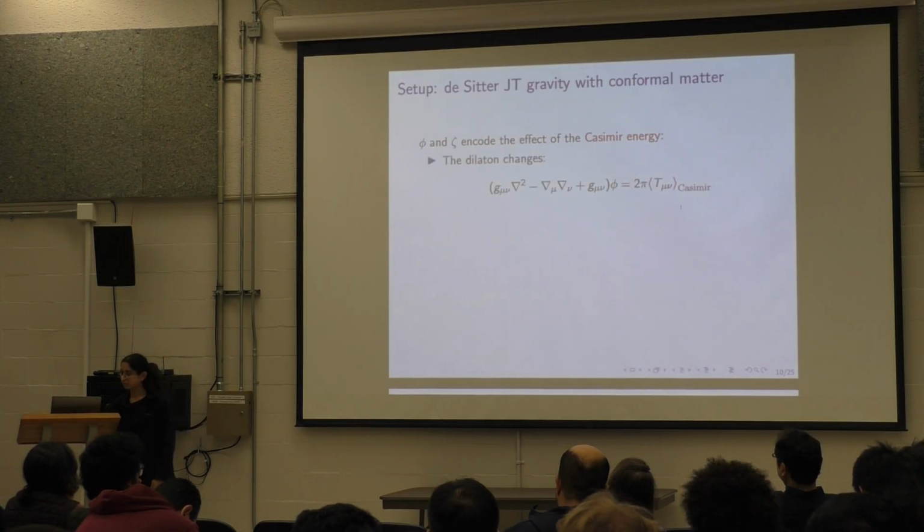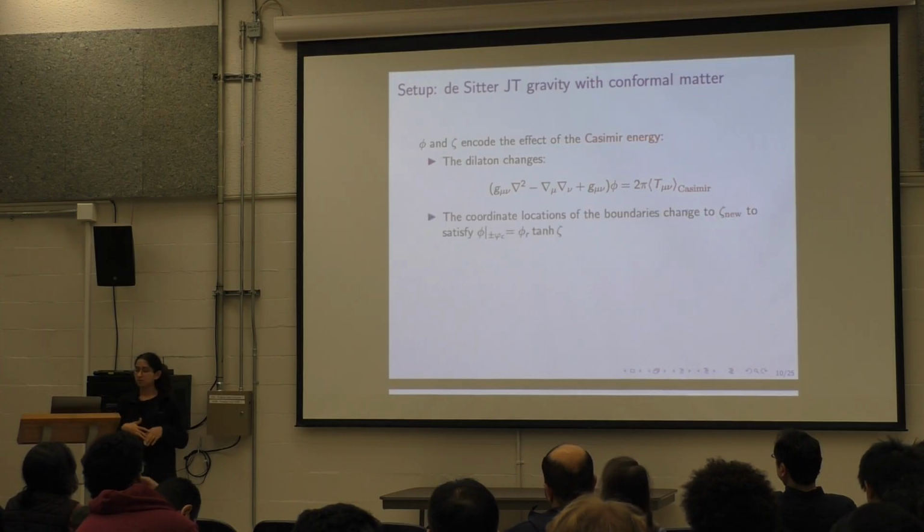So in particular, because of this non-zero Casimir energy, the dilaton configuration changes. And then also the coordinate locations of the boundaries change to some new location zeta and nu, so that this boundary condition of fixed dilaton is satisfied at the boundary.